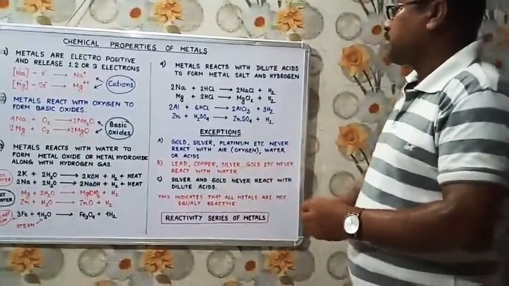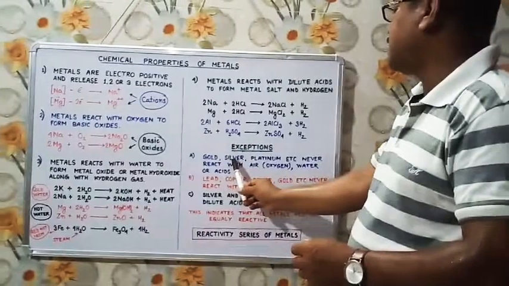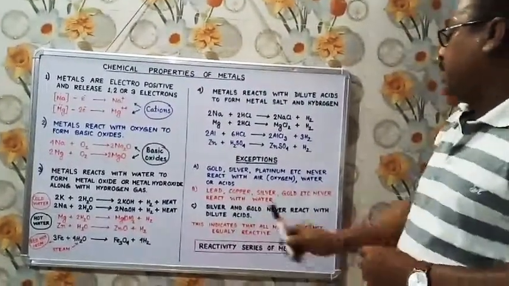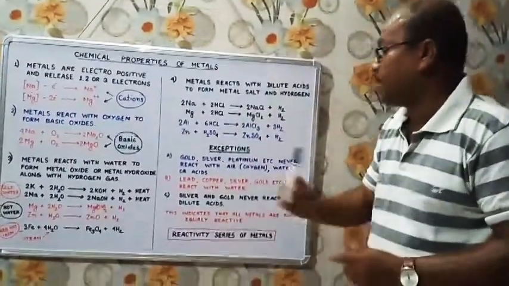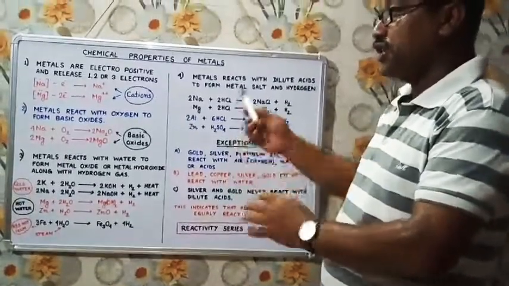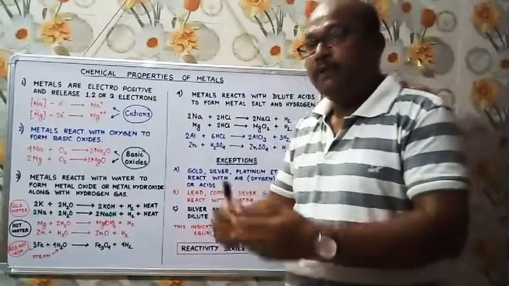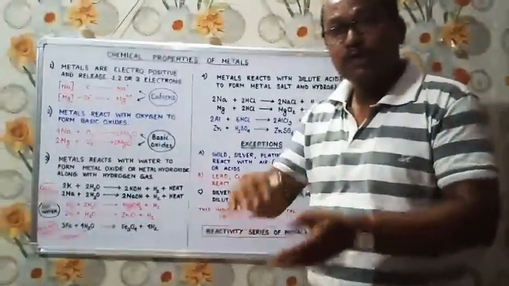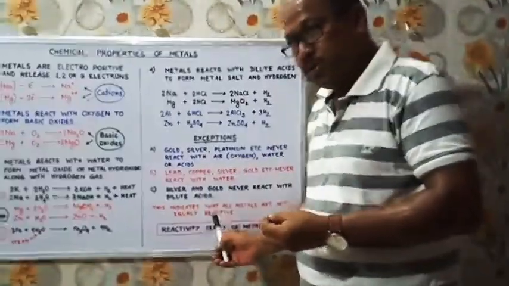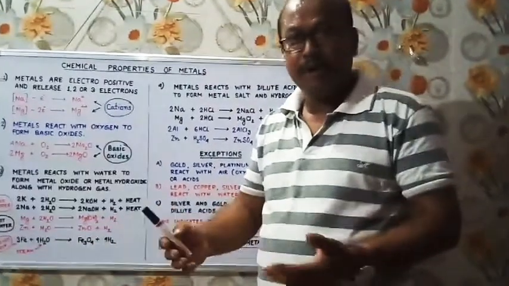Now if we see these exceptions, in all 3, 2 metals are in common. They are gold and silver. You will see here also gold and silver, and you will see the third one also gold and silver. So gold and silver are the 2 metals which never react with water, they never react with air, they never react with acids. That is why they are called noble metals. And probably you have therefore understood why only these 2 metals, gold and silver, are used to make ornaments.